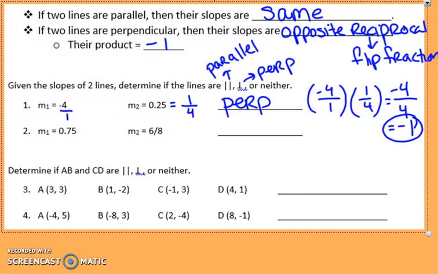Now, if we look at number 2, slope 1 is 0.75 and slope 2 is 6/8. Well, first I'm going to turn 0.75 into a fraction, which is 3 over 4. Now, 6/8 we can reduce down to 3 over 4. Our slopes are the same, so our two lines are parallel.